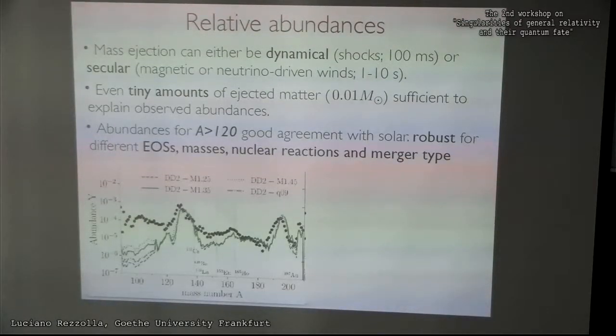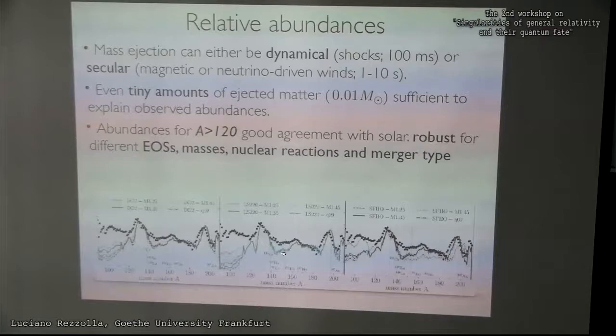And I apologize for the quality of this. But okay, so this is the relative abundance of a given element whose mass number is given here. These are some relevant examples. So this is cesium, europium, this is gold. So there is a second and third peak, which are the typical ones, and the dots are the observed abundances. And you can see that numerical simulations can reproduce this overall trend pretty well, and cannot reproduce the very low mass numbers. This is where supernovae instead are much better. To give you an idea of what I meant by robustness, these are different equations of state, different masses, different mass ratios, and as you can see, they all reproduce the data equally well.